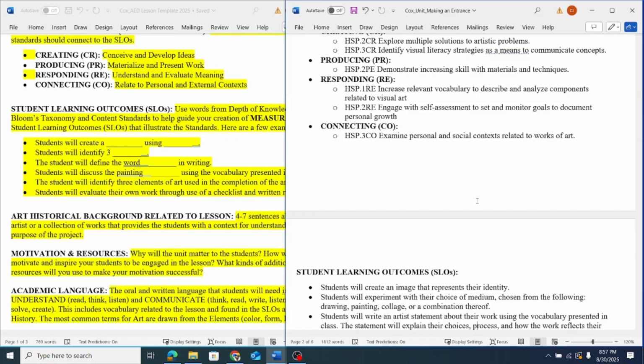Engage with self-assessment is both in the artist statement, but it's also in something I put in called the student journals, where I'm having them write down what they have achieved every day and also writing down what they hope to achieve in the next lesson. And the last one says examine personal and social contexts related to works of art, and obviously some of the concepts about identity in that.